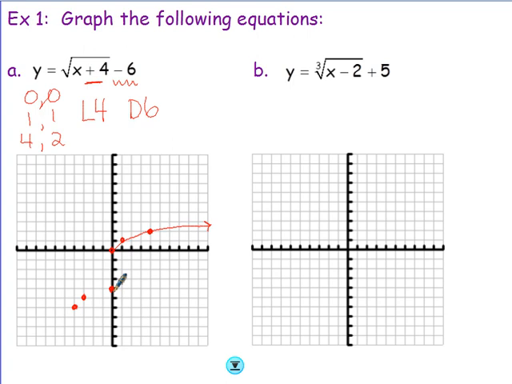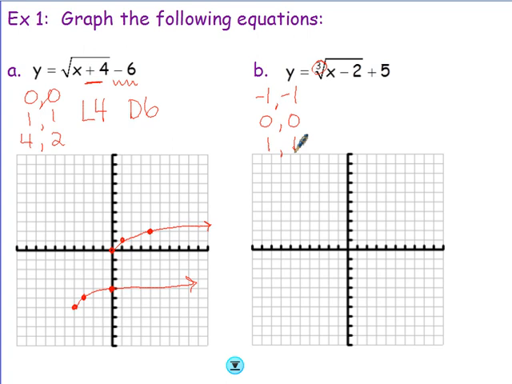You have your original points, you shifted them, you make it look just like the one you drew. Pretty easy. Hopefully you're looking and thinking, oh, I can do this. Let's look at B together. Now, as you can see, we see a little cube root here. New set of points. Our 3 important points are negative 1, 0, 0, and 1, 1.